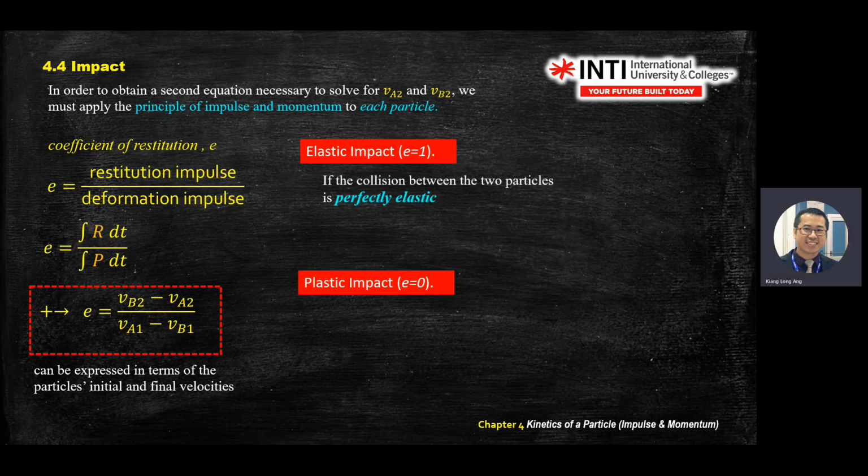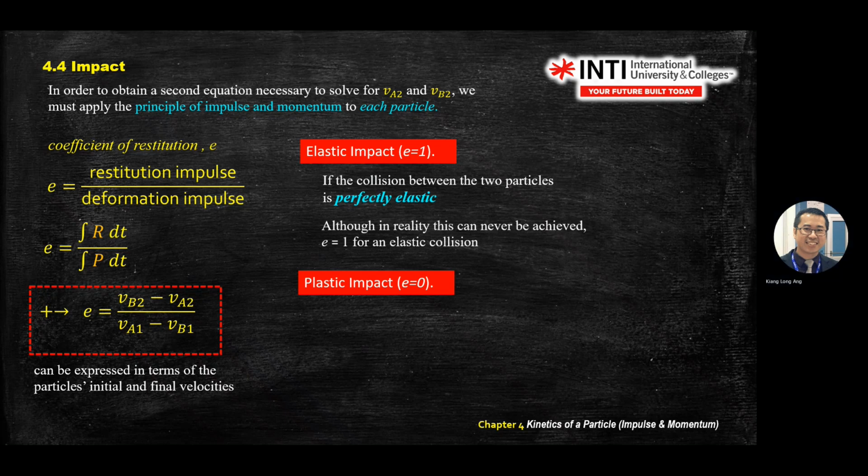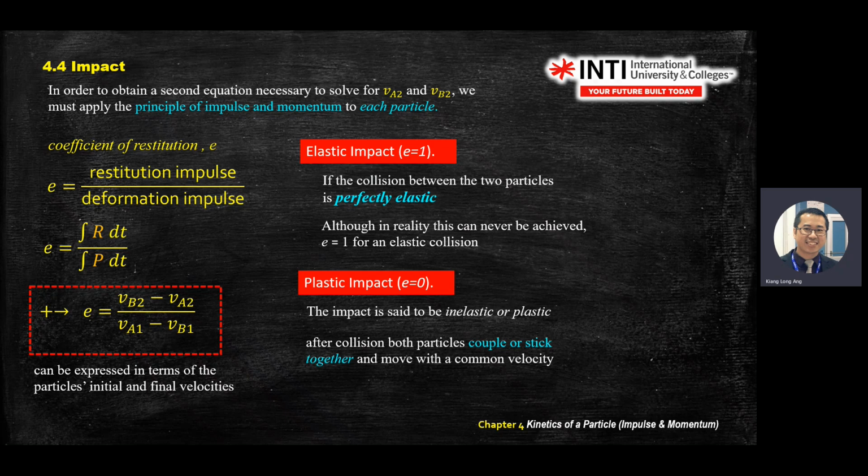So what happens if you have elastic? If the question tells you that the case is elastic impact, E equals 1, or a perfect elastic, it means this one equals to this one. But this one is the perfect case. If this one is 0, it means it's plastic, or they join together. When they join together, then you'll get 0 here. Okay.